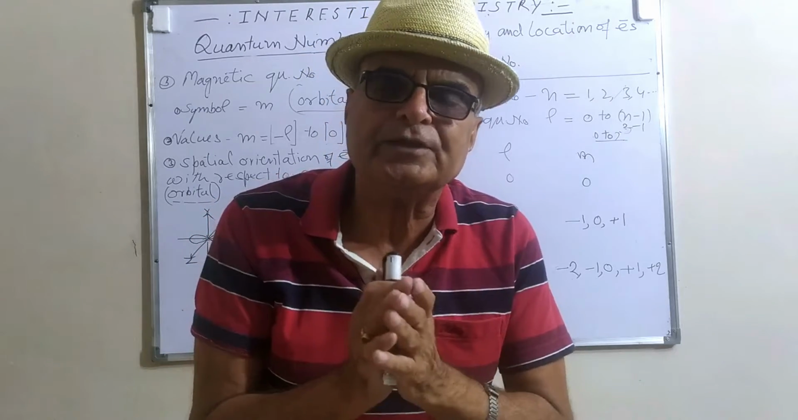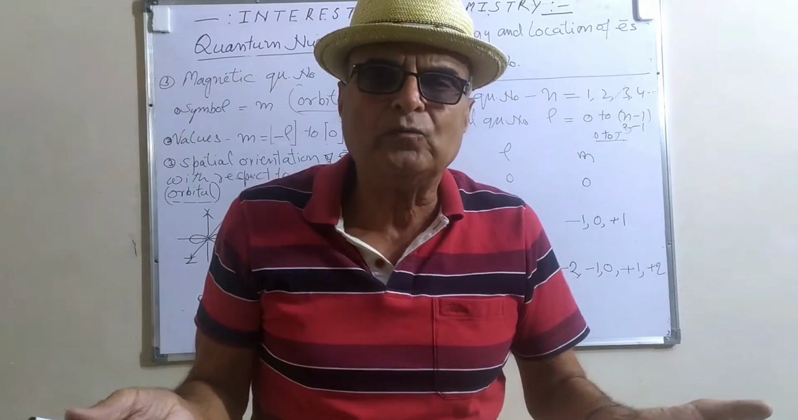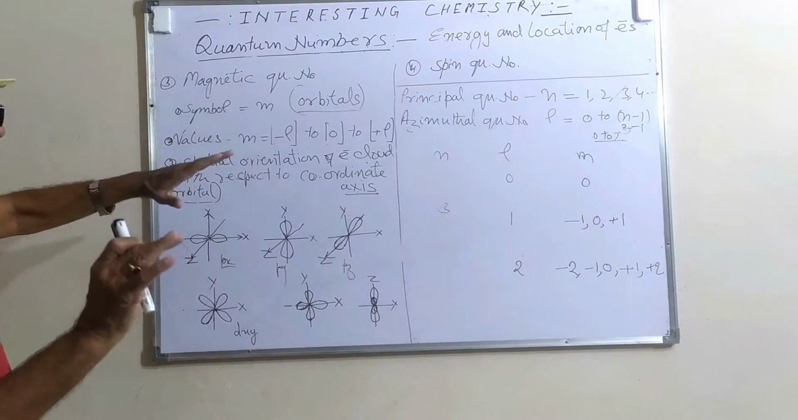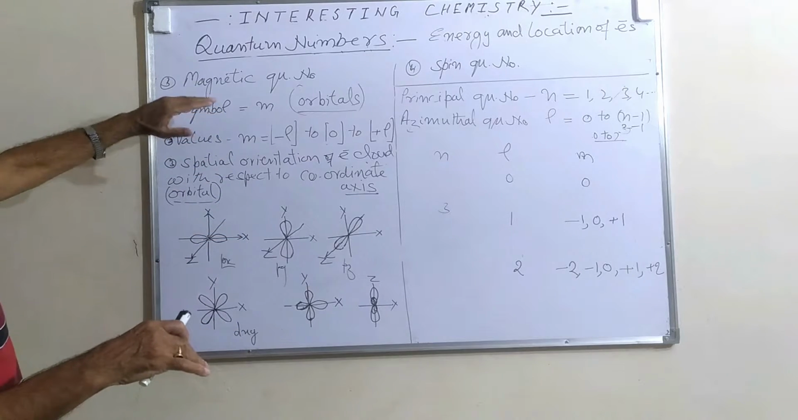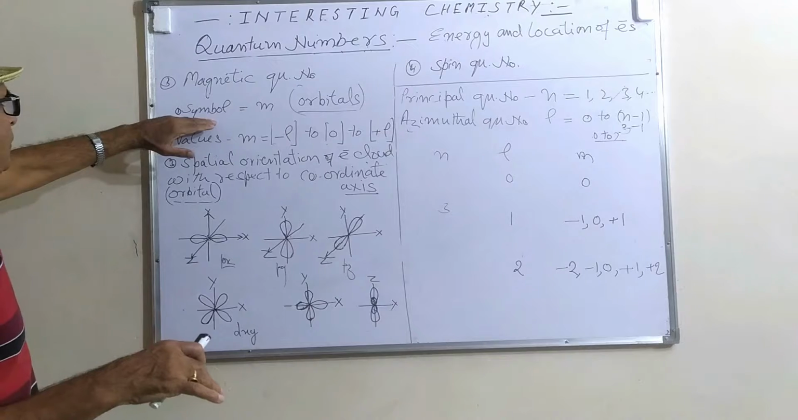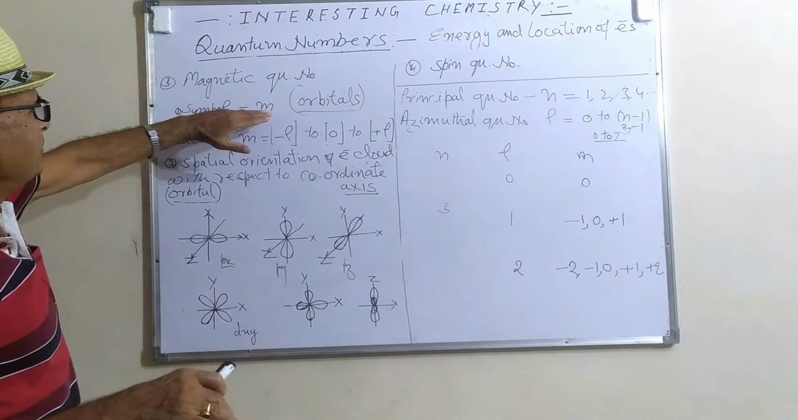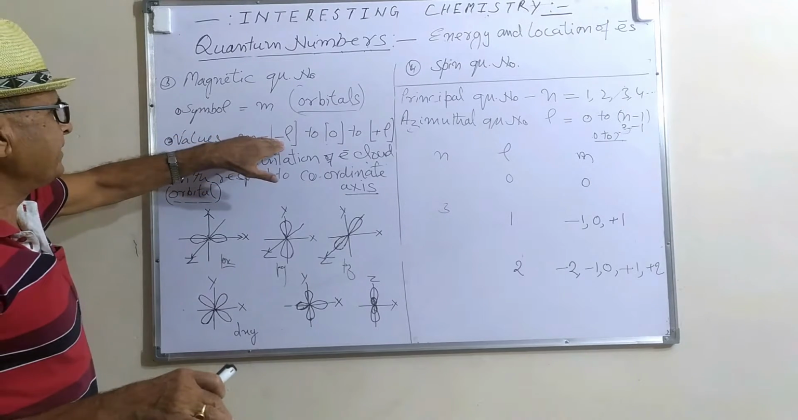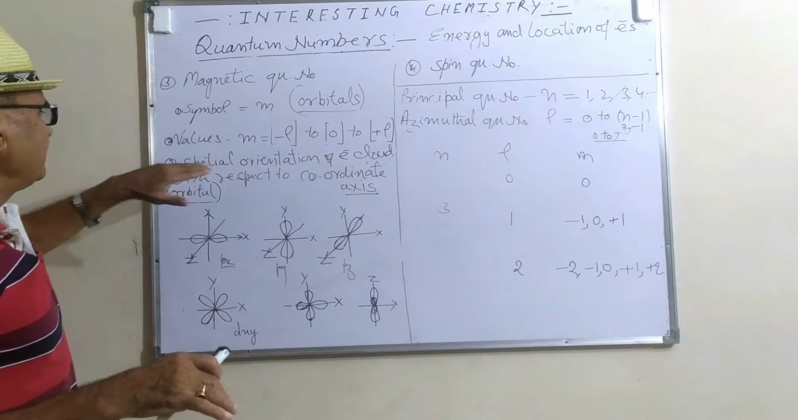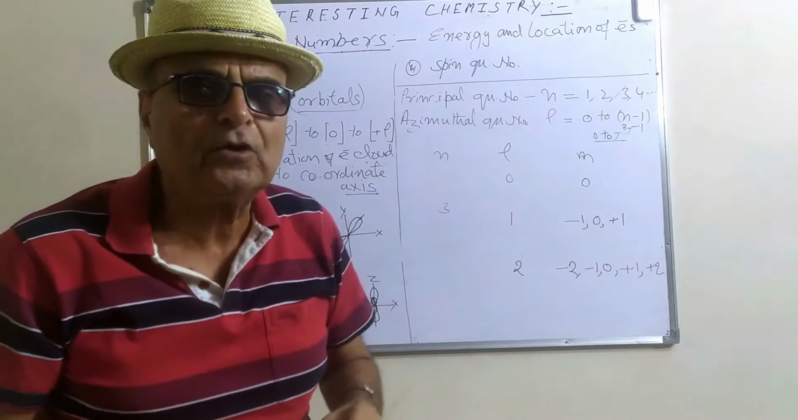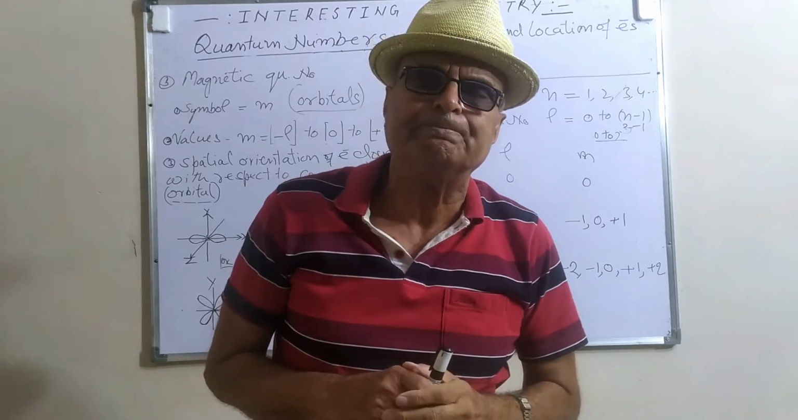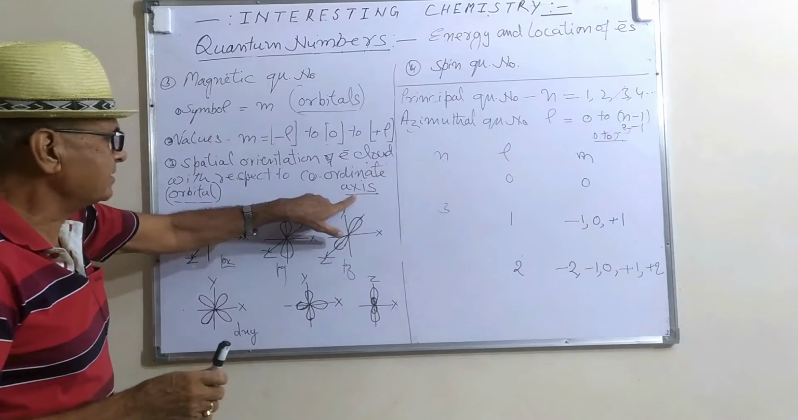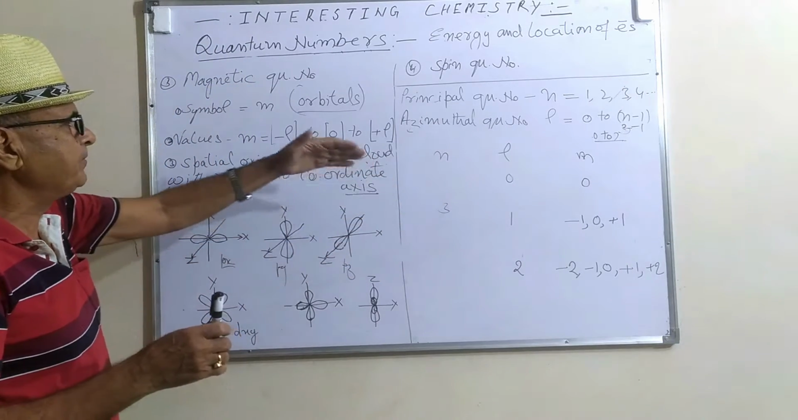So this is about the azimuthal quantum number. Then the magnetic quantum number: the symbol of the magnetic quantum number is m. The values of m are from minus l to plus l. This also shows the spatial orientation of the electron cloud with respect to the coordinate axes, that is px, py and pz.